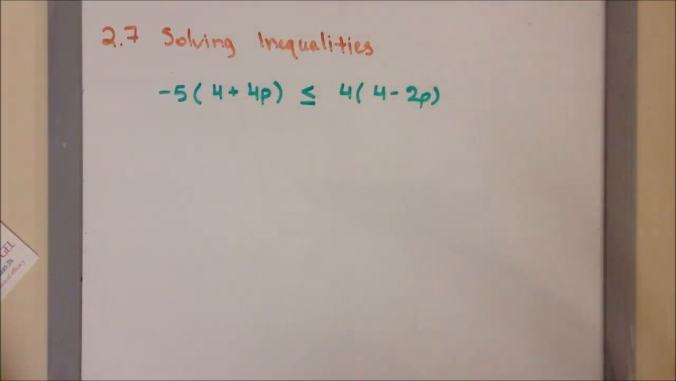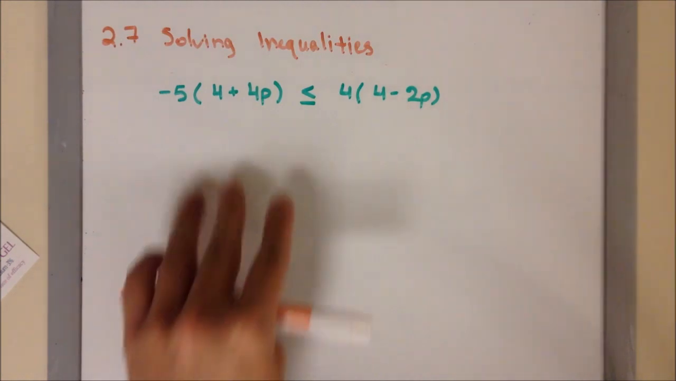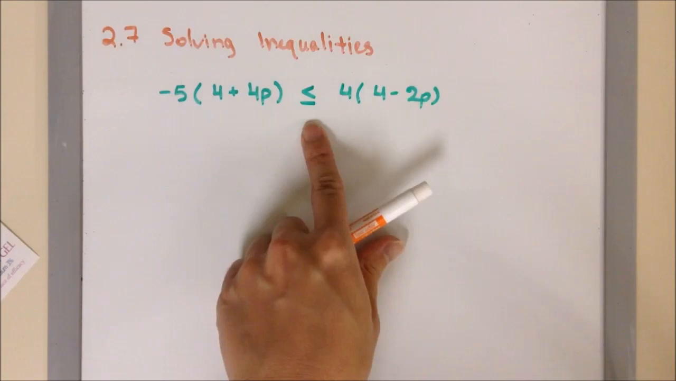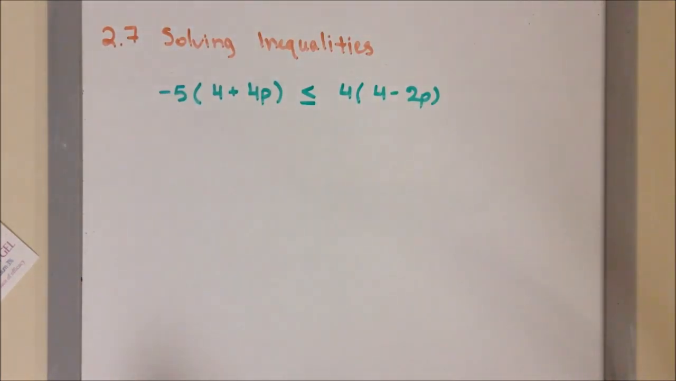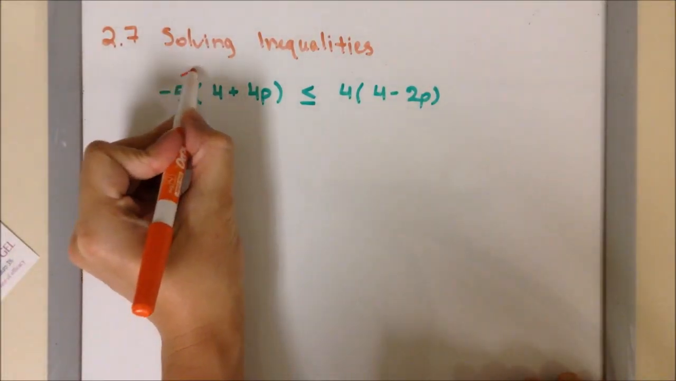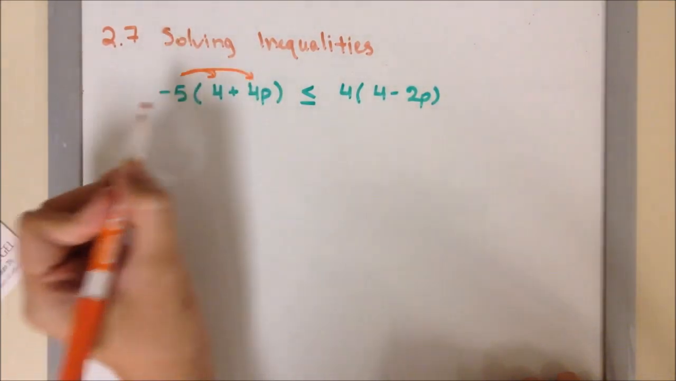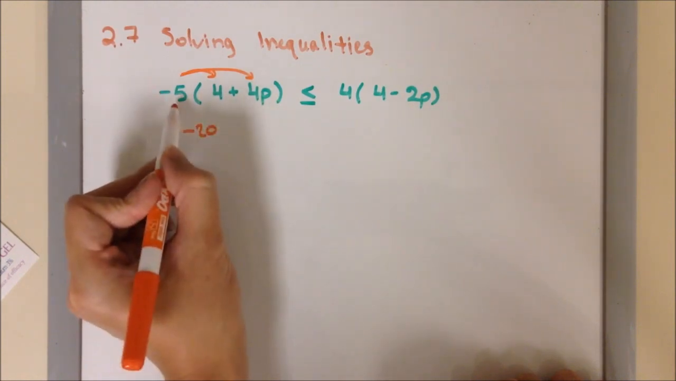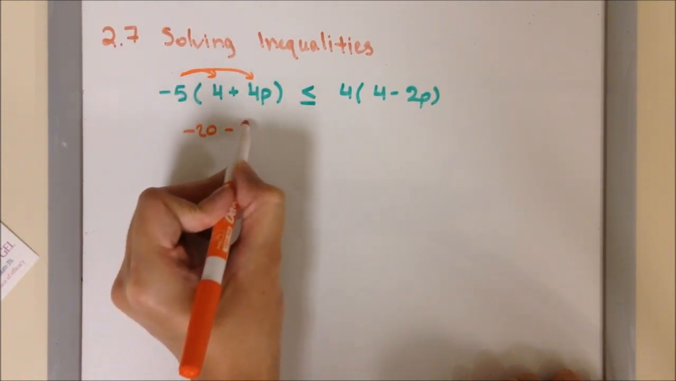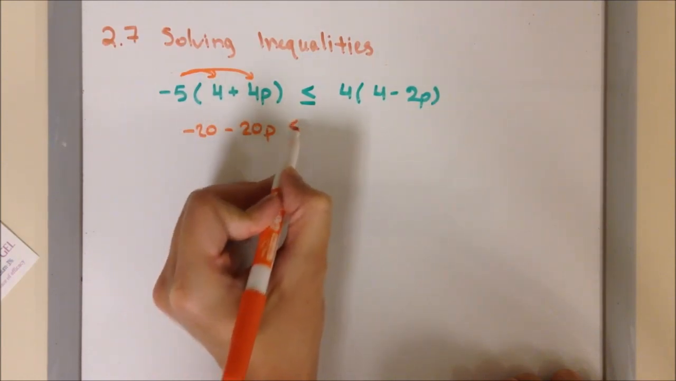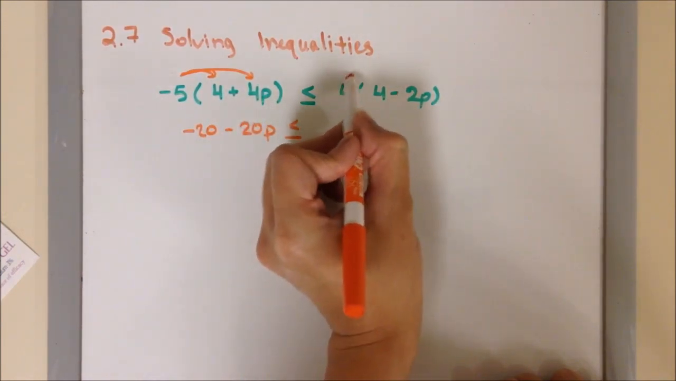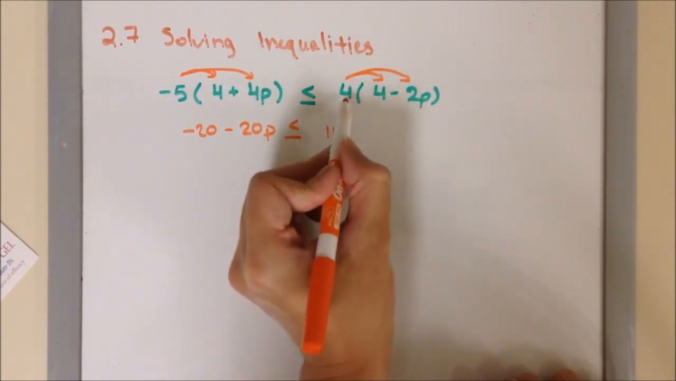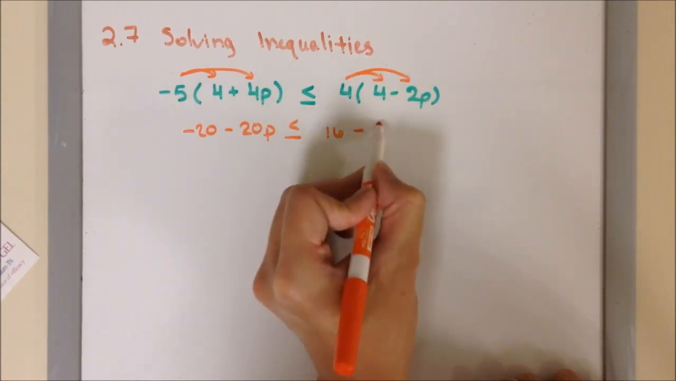And example 2 is similar to the last example. We're going to be distributing the negative 5 on the left side and distributing the 4 on the right side. And we're working with a less than or equal inequality sign. So when I distribute the negative 5 to the 4, that will become negative 20. Negative 5 to the 4p, that will be minus 20p. Less than or equal. And then distributing the 4 on the right side. So 4 to the positive 4, that will be 16. 4 to the minus 2p, that will be negative 8p.